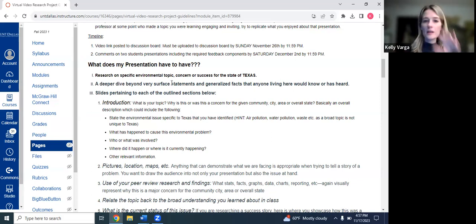I do not need a definition of water pollution. I do not need a picture of waves of water. That's too generalized, and it doesn't tell me that you took the time to research this issue. It tells me, uh-oh, I forgot to do this and I've got to put it together last minute. That's going to lose points.